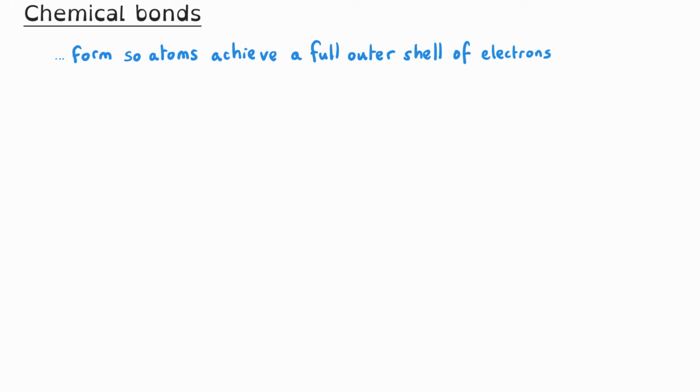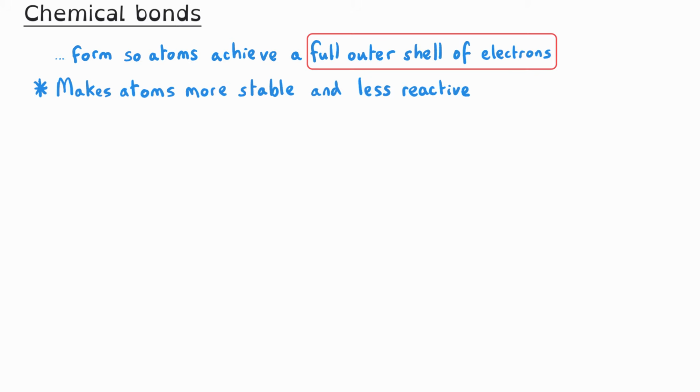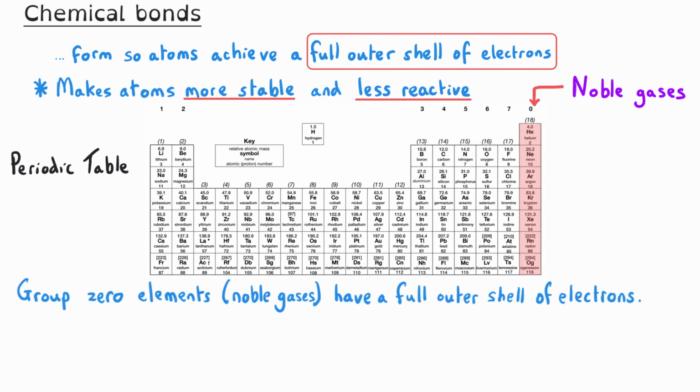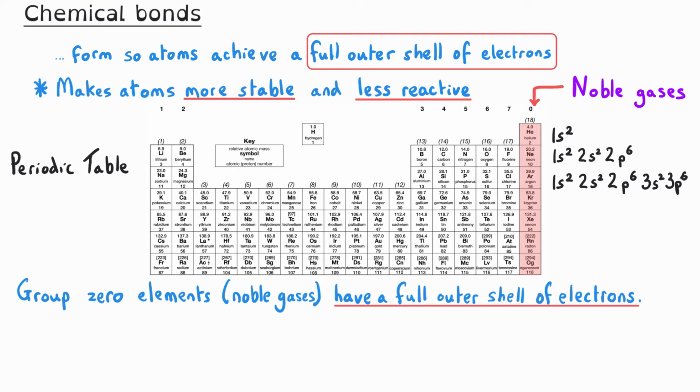Chemical bonds are formed so atoms can achieve a full outer shell of electrons. This makes atoms more stable and therefore less reactive. In the periodic table, the elements of group 0 are called the noble gases. That's this column on the right-hand side here. These elements have a full outer shell of electrons, which makes them chemically inert. In other words, they are unreactive, and so they are chemically stable.